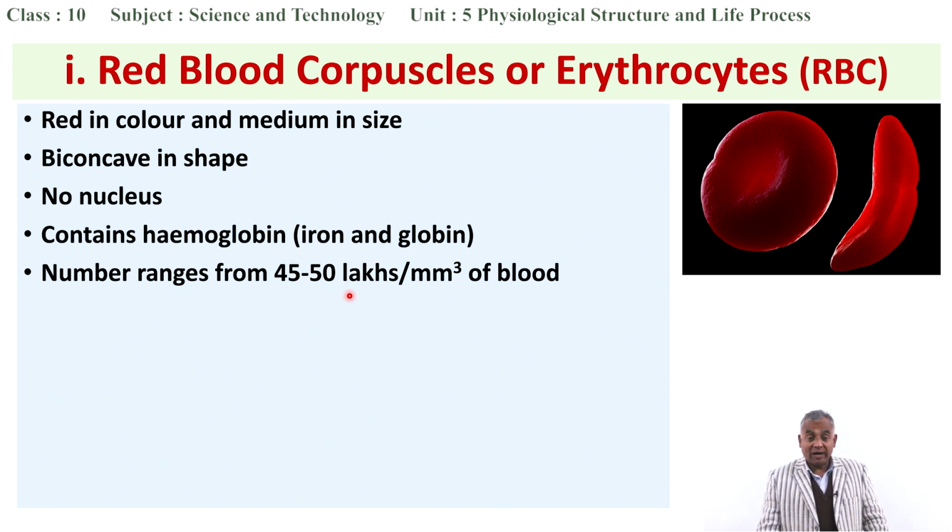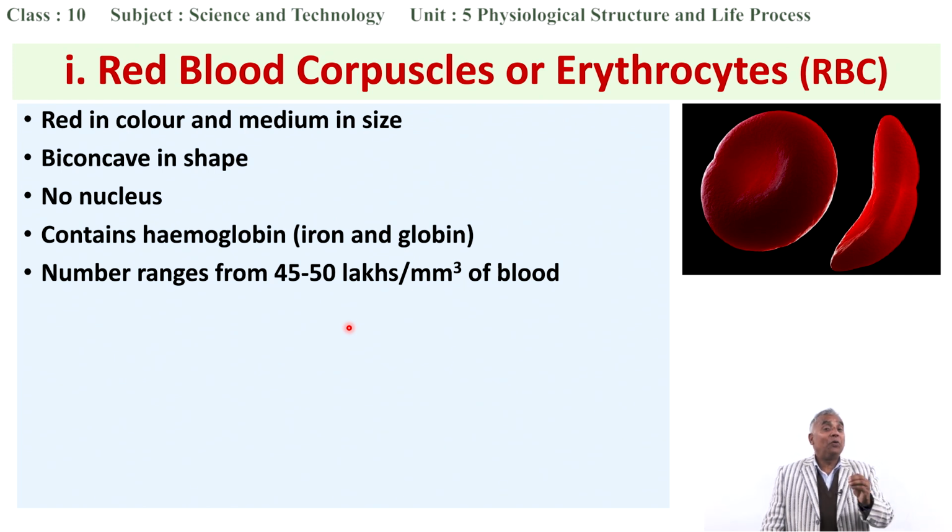Why is so much difference shown, 45 lakhs and 50 lakhs? In males and females, their number is different. In females, its number is 45 lakhs per cubic millimeter, but in males, it is 50 lakhs. That's why in our societies, hard work is for gents, because they have more RBCs to carry more oxygen to produce more energy.